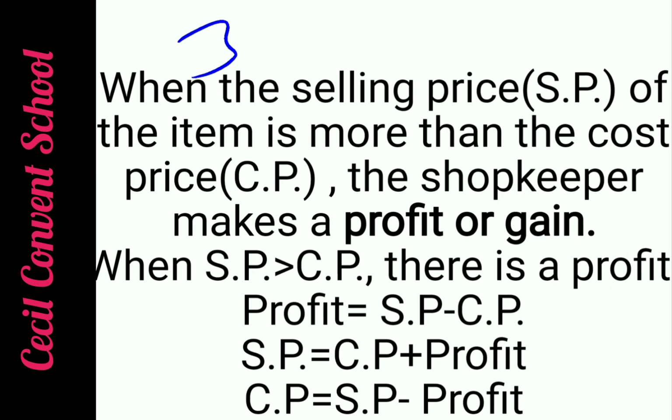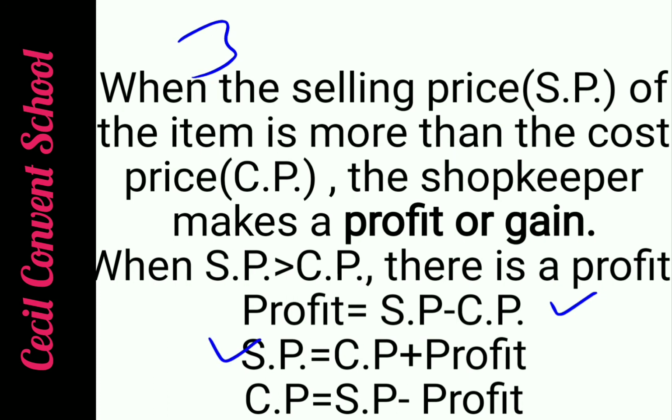When the selling price of an item is more than the cost price, the shopkeeper makes a profit or gain. Means when selling price is more, we get a profit. Clear? So when SP is more than CP, we call it profit. So the profit formula will be: profit is equal to SP minus CP. So this is the first formula. Profit is equal to SP minus CP.